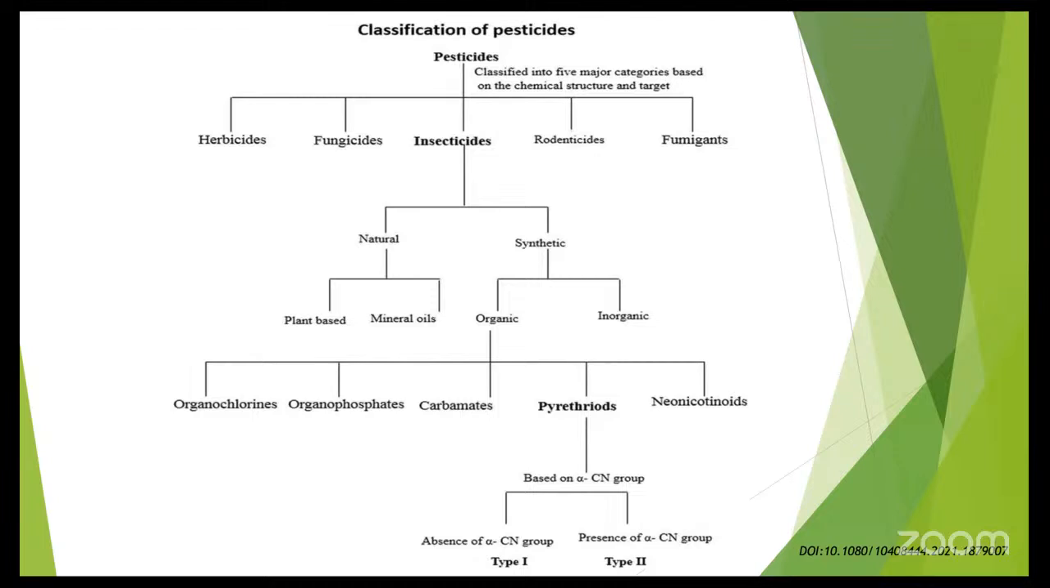Coming to the organic ones, there are organochlorines, which we studied in our earlier class, that is unit 6. Then organophosphates, which we'll be dealing with today, carbamates and pyrethroids, all three of which we'll deal with now, and neonicotinoids that we'll deal with tomorrow. Pyrethroids are categorized based on their alpha-cyano group into type 1 and type 2. Type 1 is the absence of the alpha-cyano group, and type 2 is the presence of the alpha-cyano group.